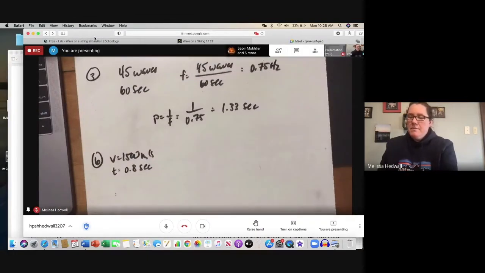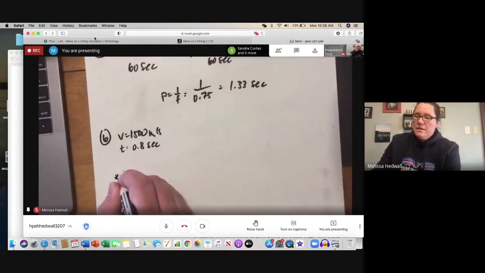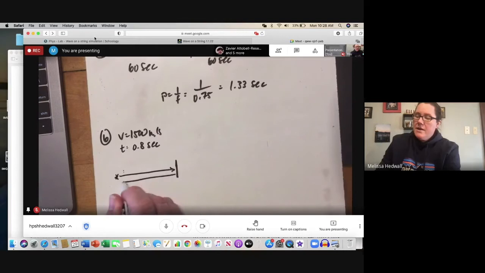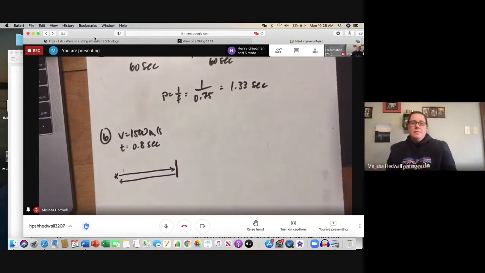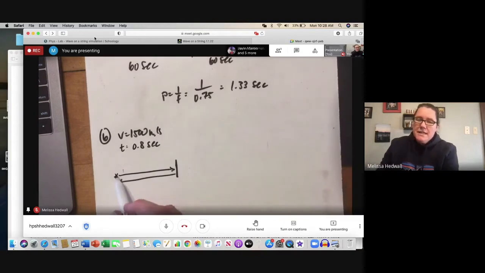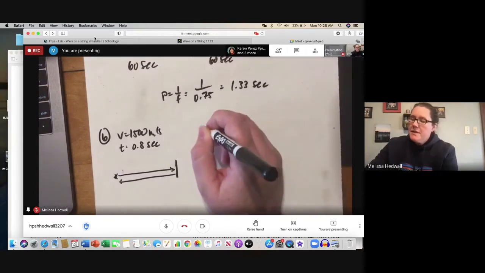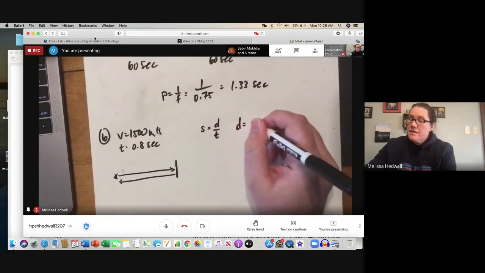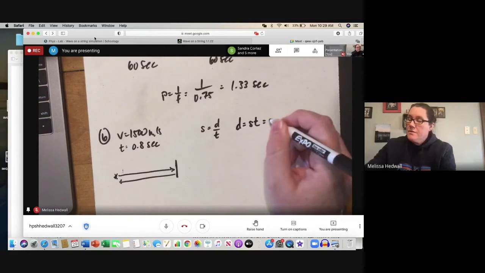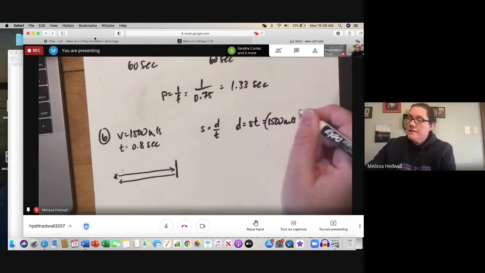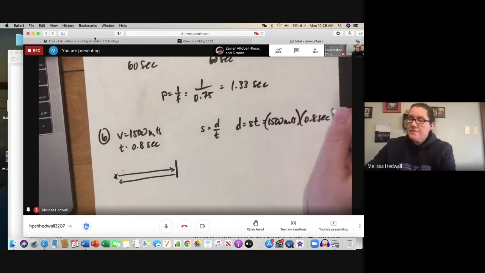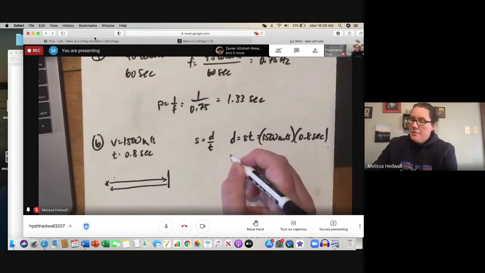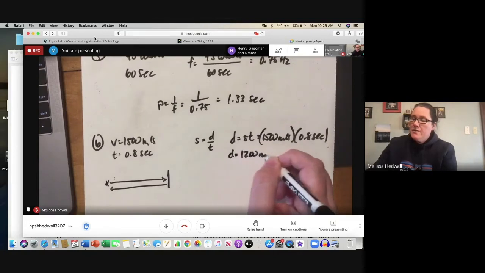So in here, we have to keep in mind that when you have an echo, if this is your sound source and this is what it's bouncing off of, it's going to go out and come back. And so we'll talk about that in a minute with what happens. So the dolphin sends out the sound here, it travels down there, and it travels back. And so if we have speed equals distance over time, speed is our velocity, we're going to solve for distance. So distance equals speed times time. So we have 1,500 meters per second times 0.8 seconds. So 1,500 times 0.8 gives us a distance of 1,200 meters.